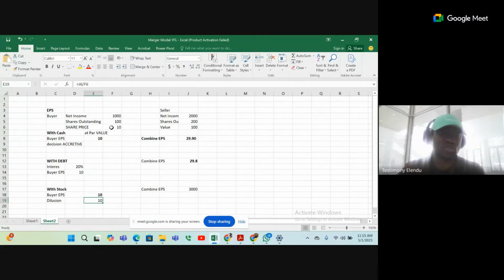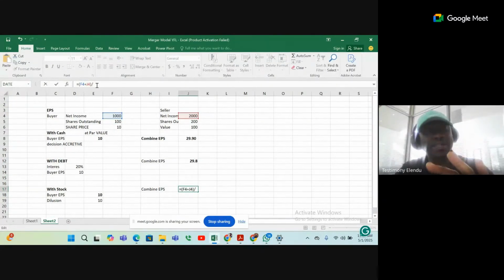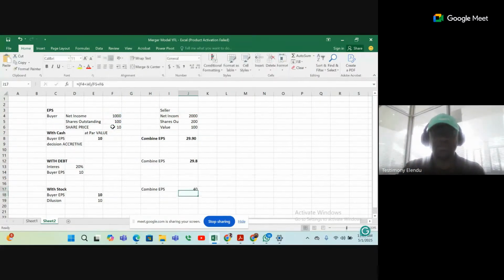This 10 stock I'm going to issue to them is going to cause a dilution, a dilutive effect. And because I'm paying with stock, that is when this is now going to reflect underneath here. Remember, we are doing combined earnings per share. We've added the earnings. Now, the total shares outstanding for me now is my shares plus this additional share I issued. Again, this deal is still accretive for me.